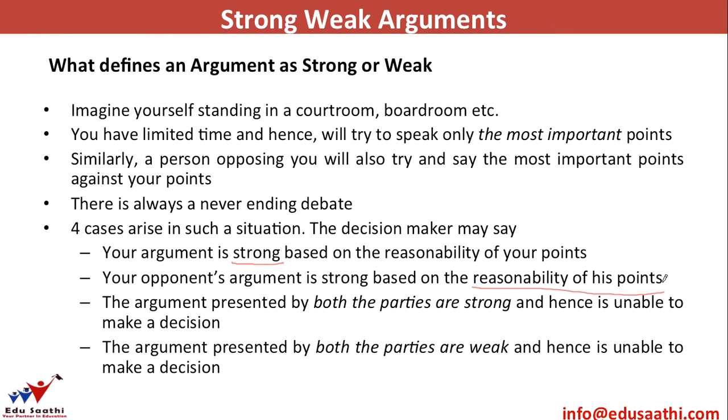Another situation would be both the parties, that is you and the person who's contradicting you, both of you have strong points. Both of you can justify your opinions very, very nicely. In such a situation, the decision maker will be unable to decide what should be the decision. Likely, there would be a situation where both the parties are unable to justify their opinion regarding the given problem. Thus, again, since both the arguments are weak, the decision would not be taken and the decision maker would be unable to make a decision.